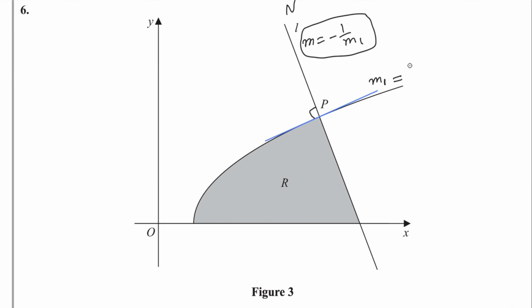You found this one is 2 over 5, right? Then if you multiply by the negative reciprocal of 2 over 5, it will be, for sure, minus 5 over 2. That's it. You just flip these two values and put a negative sign with it.